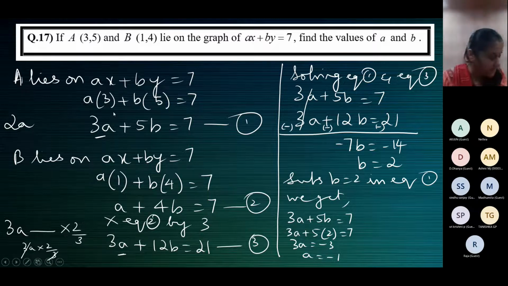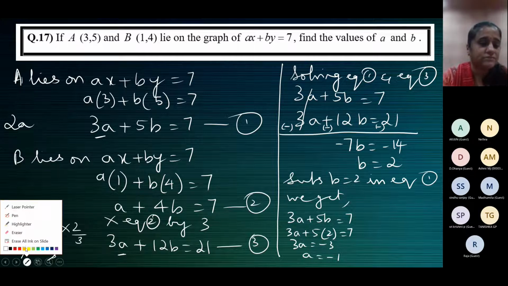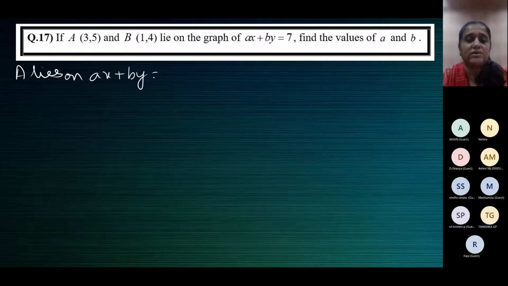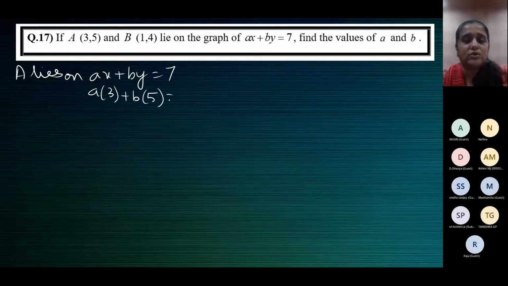All right. Now let's see the other method, the substitution method. So again, we need to start off like this. A lies on ax plus by is equal to 7. The value of x is 3, so a into 3 plus the value of y is 5, so b into 5 is equal to 7. So we have 3a plus 5b is equal to 7. This is the first equation.